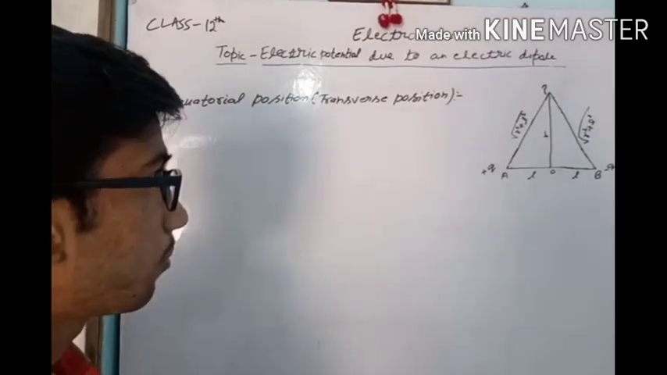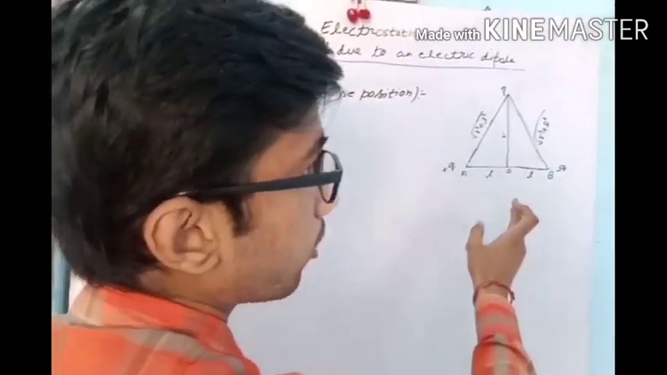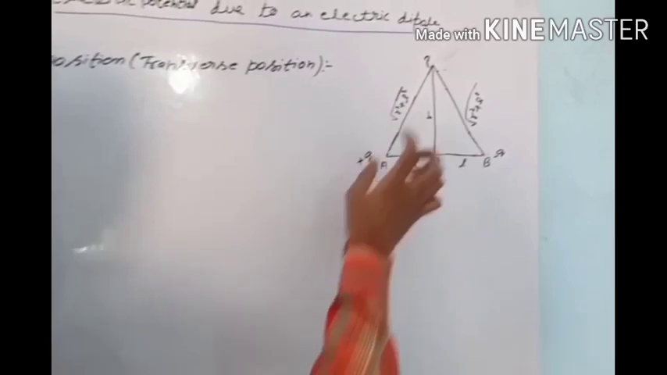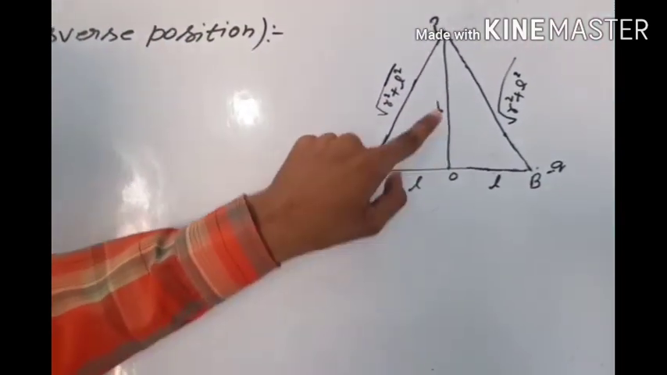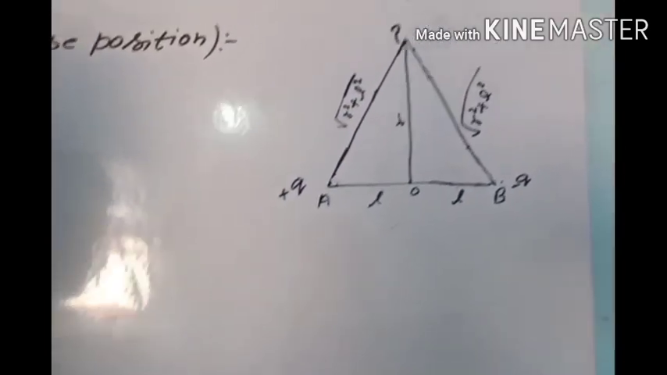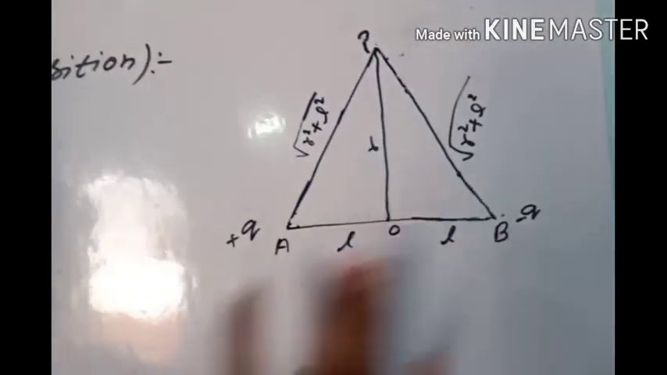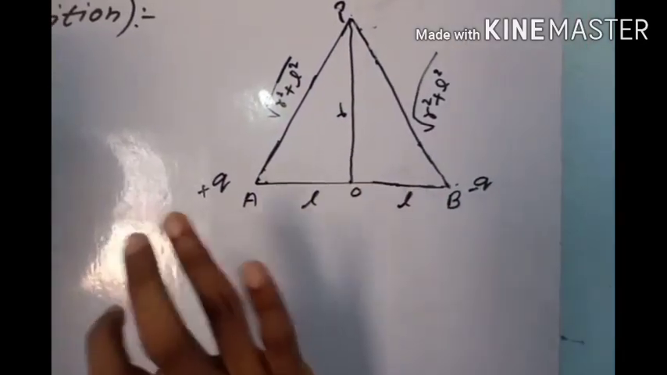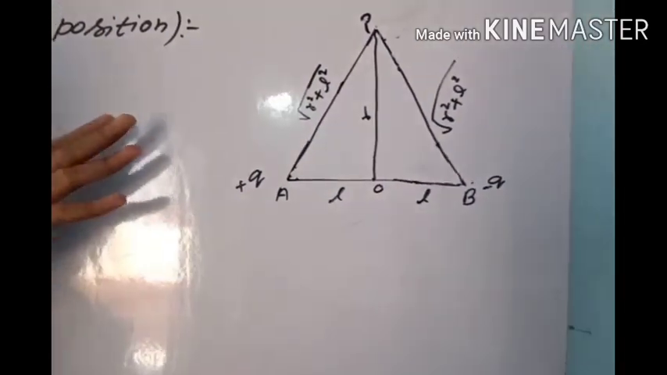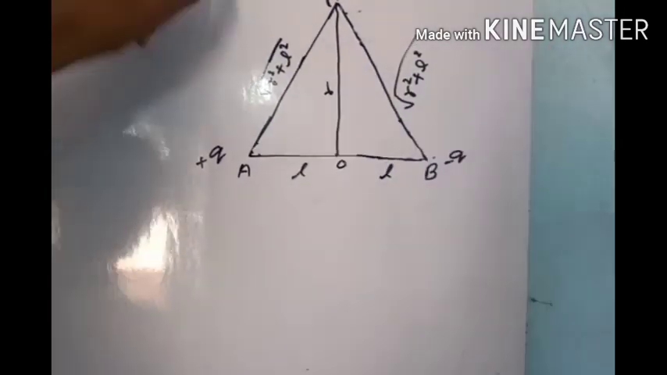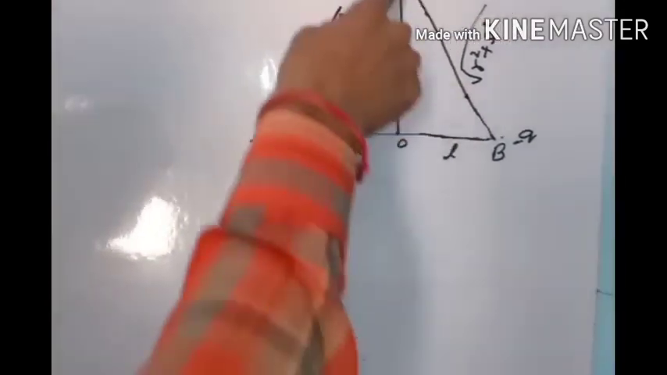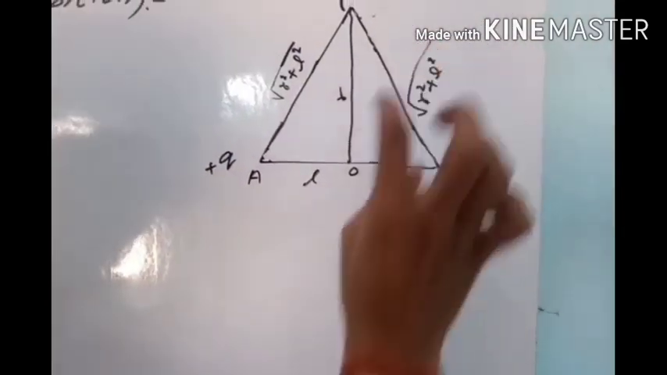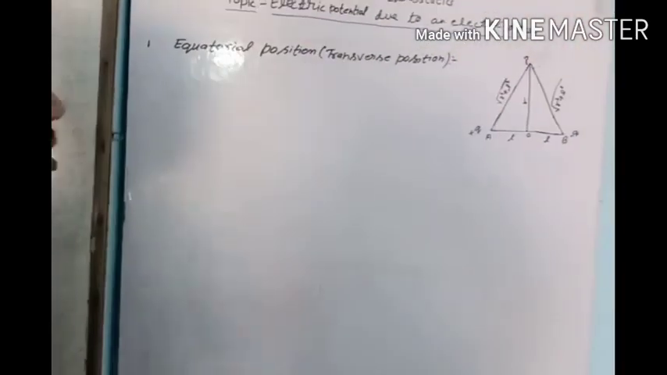There is a point P on the equatorial plane of an electric dipole, and the distance of this point from the midpoint of the electric dipole is R. The dipole length is 2L, with charges plus Q and minus Q at points A and B. You can use trigonometry and the Pythagoras theorem to find this length, and it will be under root R square plus L square. Similarly, the length PB will also be under root R square plus L square. So you have to find the potential.